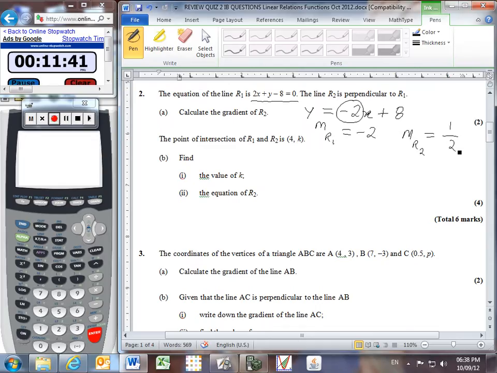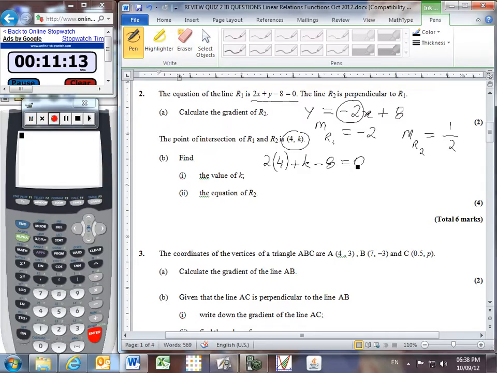Part B. We've been told that the point of intersection of the two lines is (4, k). We need to find the value of k. Well, if this is a point of intersection, we know that it must exist on both of the lines at the same time. So let's substitute this point into R1, because we know it must exist on line R1. And so our x value is 4, our y value is k.